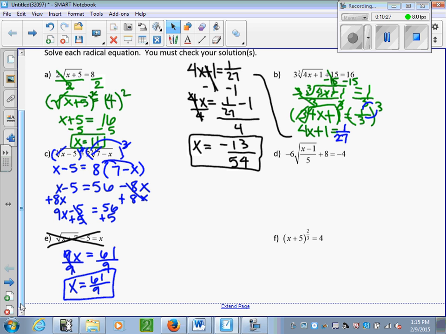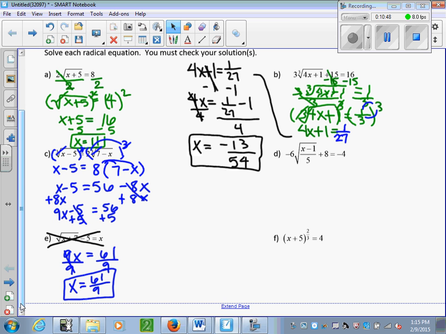Alright. So, that is C. We have two radicals. Just to summarize, we have radicals on both sides of the equal sign. The easiest thing to do is get rid of your radicals first, and then solve from there. Okay?